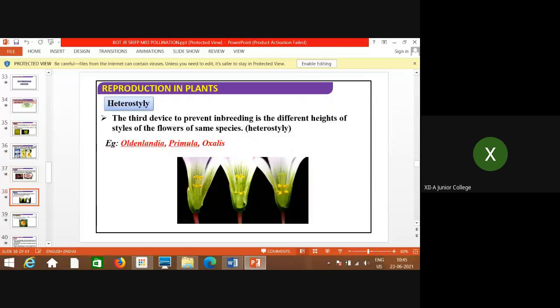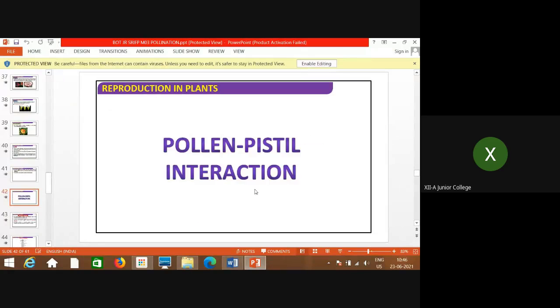Okay, then the next is heterostyly. Heterostyly means the style of the female part, the gynoecium, is too high so that anthers cannot reach it in the same plant, or the filament of the anthers, the androecium being made up of anthers, the stamen being made up of anther and filament, the filament has such a long length that it also avoids self-pollination, as it cannot reach the stigma of the same flower. So that is the third way to prevent self-pollination. The heights of the styles of flowers of the same species are not the same, they are different. That's fine. Then the next example is what?